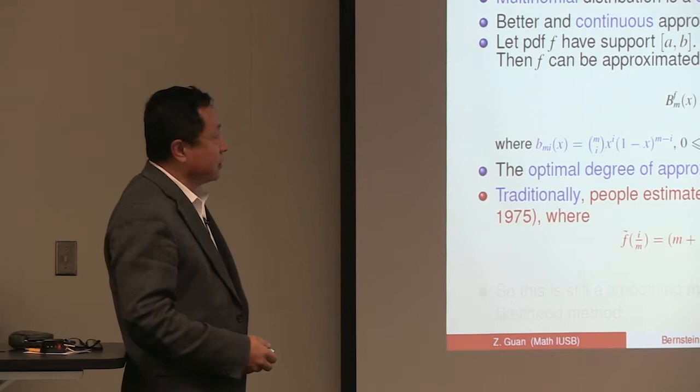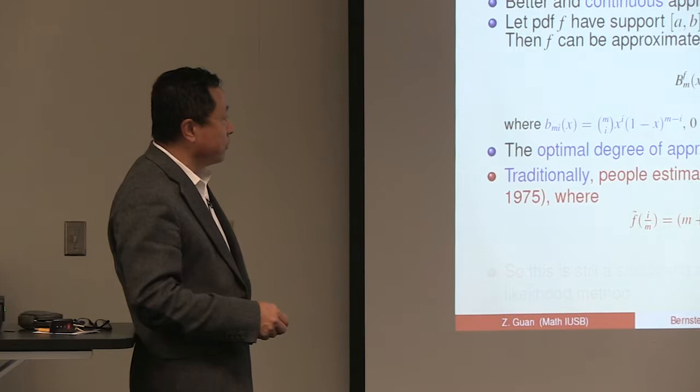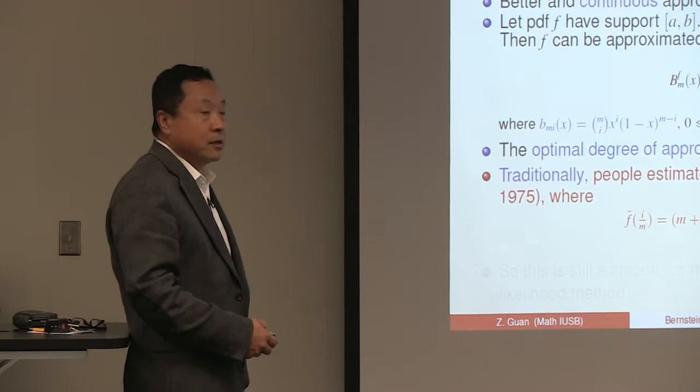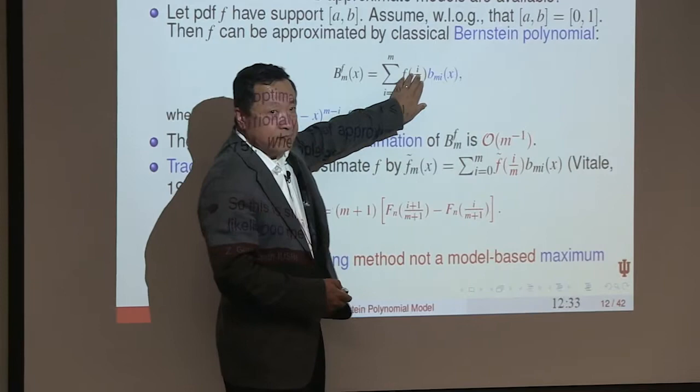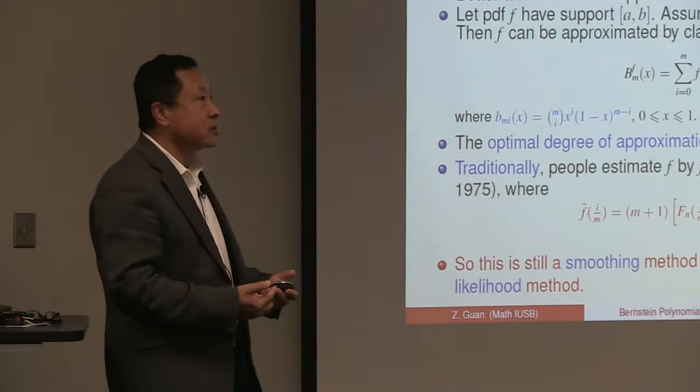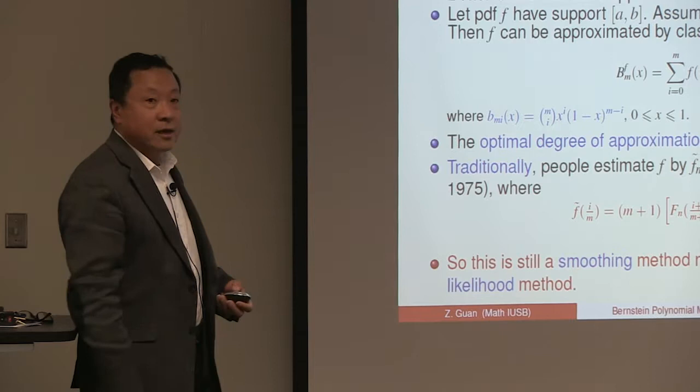That's 1975. People already do this, but this is still a smoothing method, not a maximum likelihood method, not model based. But why don't we just treat this as an unknown parameter, like those p's as the step function approximation? We use the maximum likelihood estimate. So that's initially what I thought. So I tried.